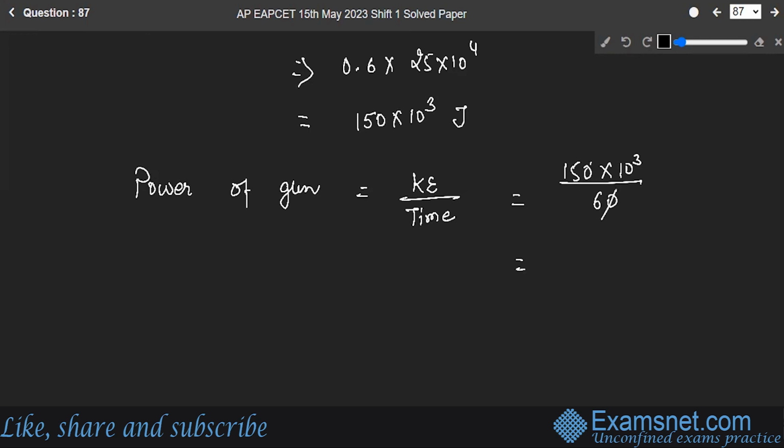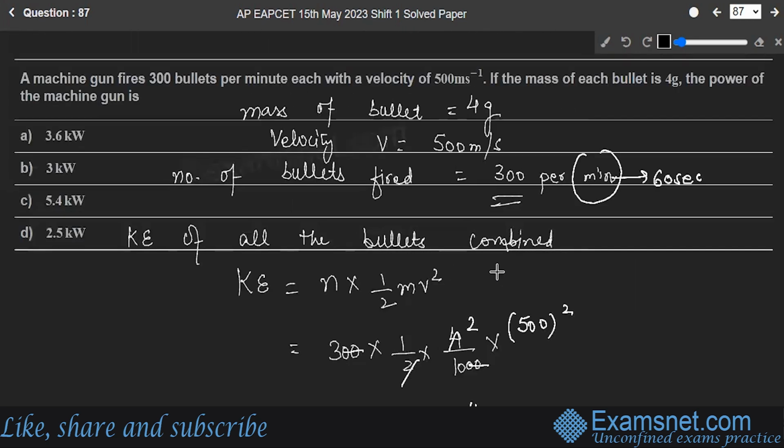On solving, it will give you 2.5 kilowatt. Kilowatt option D is the right answer. Hope you understood this. Next is question number 88.